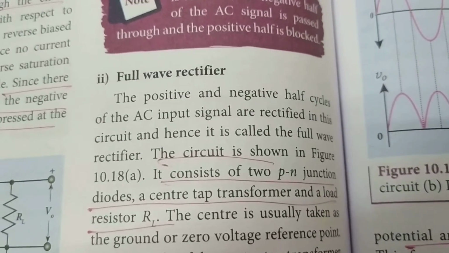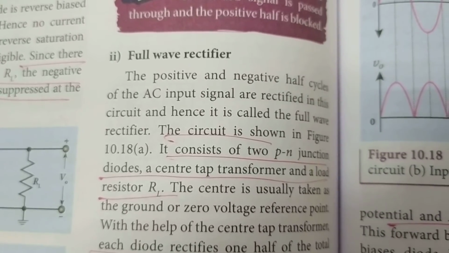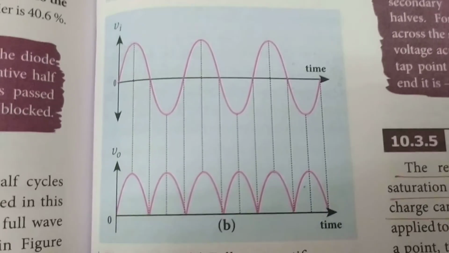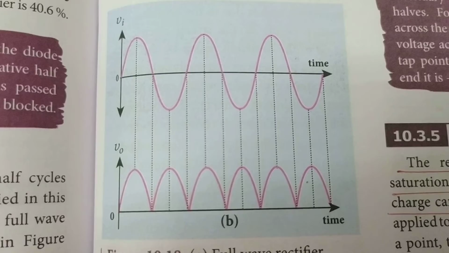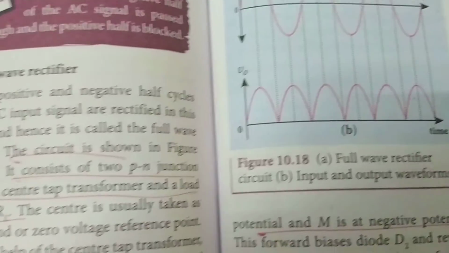Next, the full wave rectifier. In a full wave rectifier, both the positive and negative half cycles are rectified. When you see this graph, both cycles are rectified, both the positive half cycle and the negative half cycle.